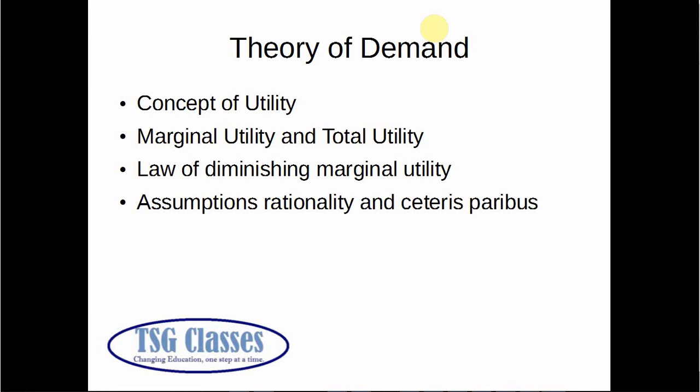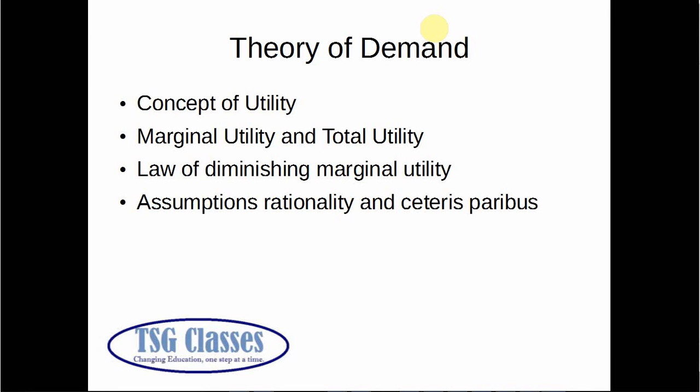So the theory of demand: before we discuss the demand, we'll discuss something called the utility, or the cardinal utility. The basic assumption here is that utility can be measured in numerical terms. Utility is basically the happiness or the satisfaction that an individual derives from the consumption of a product. So marginal utility is the satisfaction that you get from the consumption of one additional product.